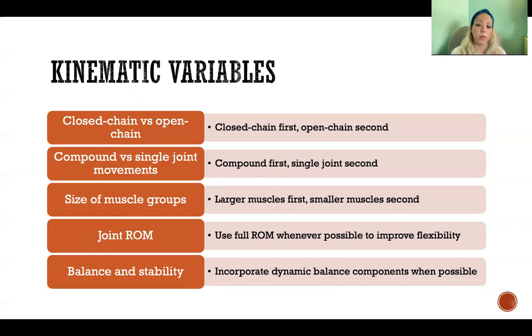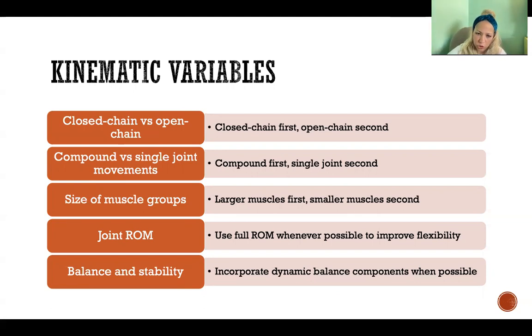Size of muscle groups. You want to go from larger muscles to smaller muscles for the same reason. So these first three rules are all kind of saying the same thing, but from a different perspective, because the closed chain exercises are also going to be compound and work larger muscles. The open chain exercises are usually, though not always, single joint exercises and more often working smaller muscles. So if you follow any of those three rules, you're probably following all three at the same time.